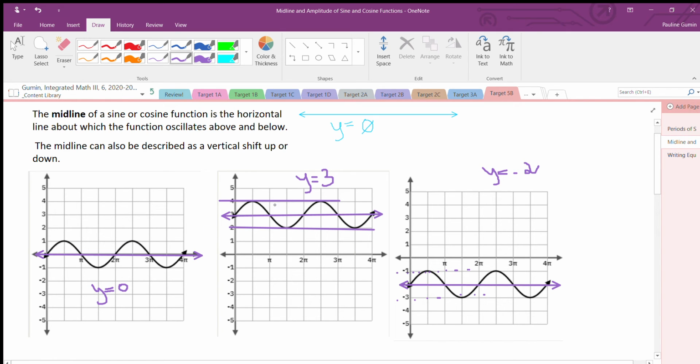Now, the graph in the middle, y equals 3, we shifted our graph up 3. It represents a vertical shift up. The last graph, y equals -2, represents a shift downwards instead.